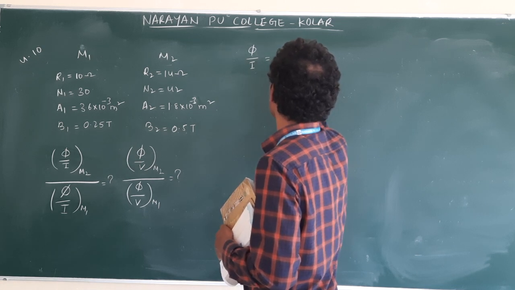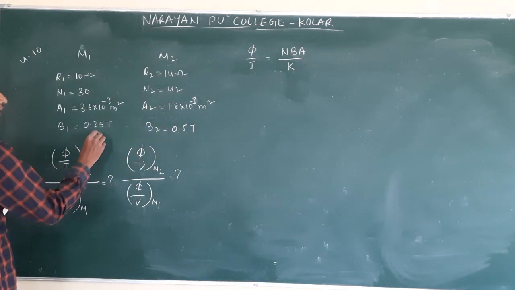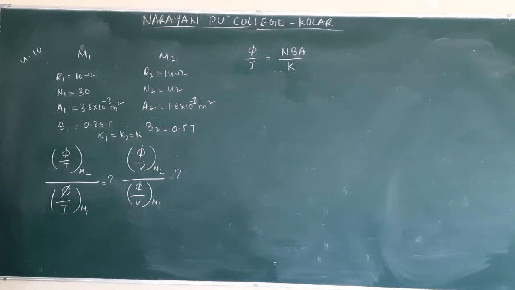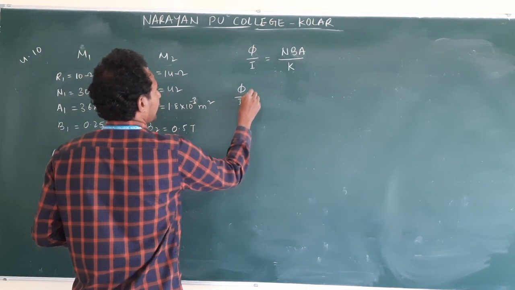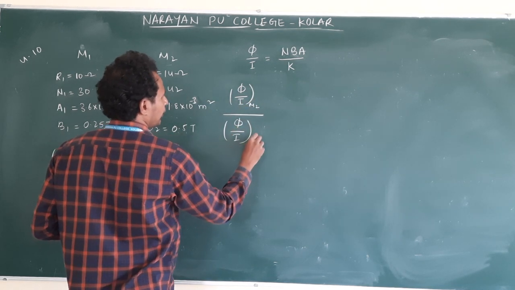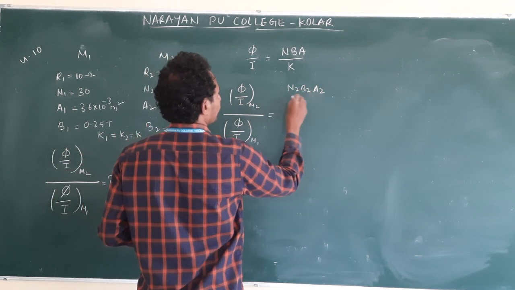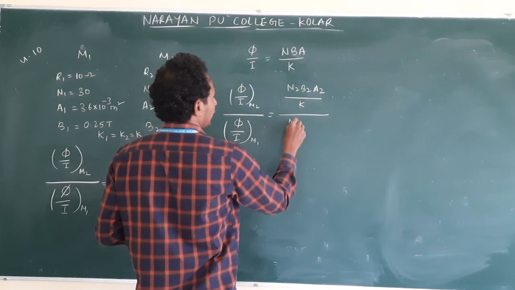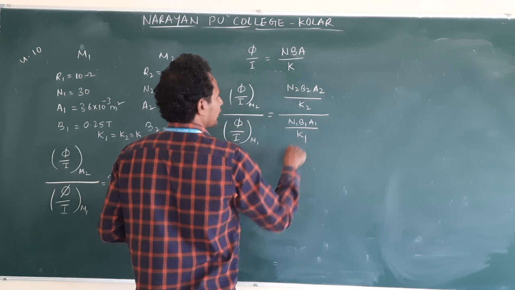NBA by K. And K is constant. They mentioned the spring constants are identical, so K1 is equal to K2, take it as K. They mentioned in the question. So from this, how do we write? Phi by I M2 by phi by I M1 is equal to N2 B2 A2 by K, because K remains same, by N1 B1 A1 by K.